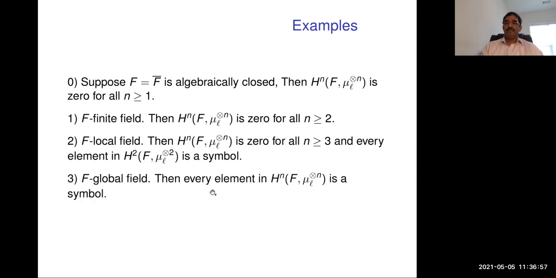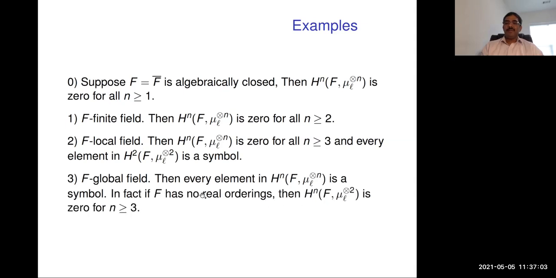And if it's a global field, then every element in H^n is a symbol. So in fact, if F has no real orderings, then H^n is 0 for n greater than or equal to 3, and every element in H^2 is a symbol. So all these fields are nℓ-bounded for every n and every ℓ.